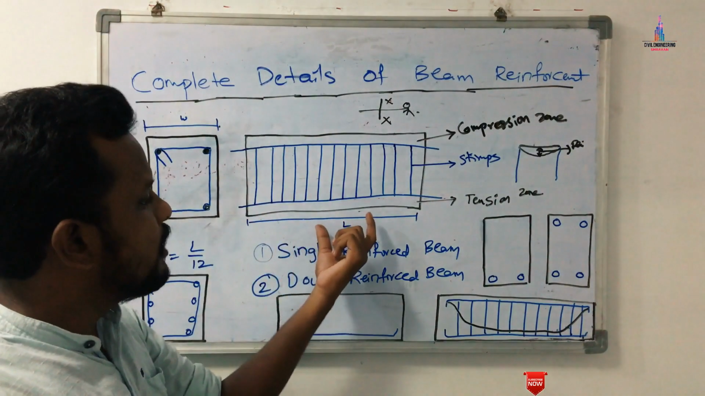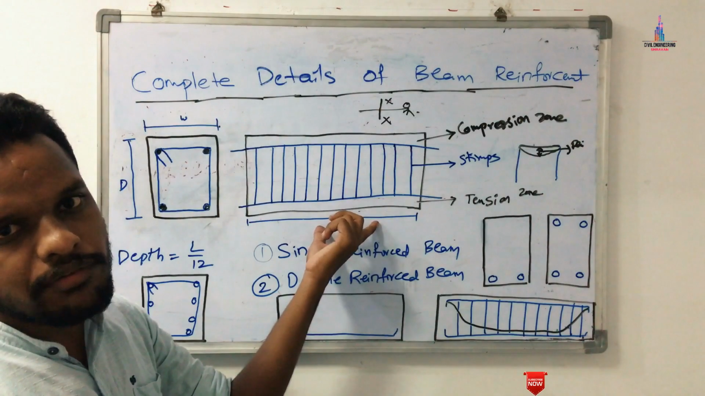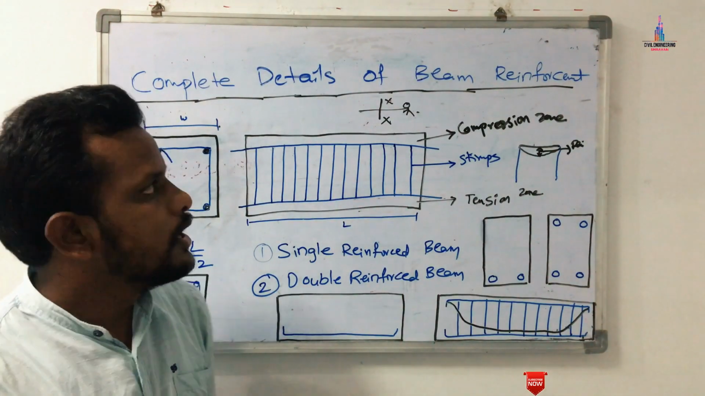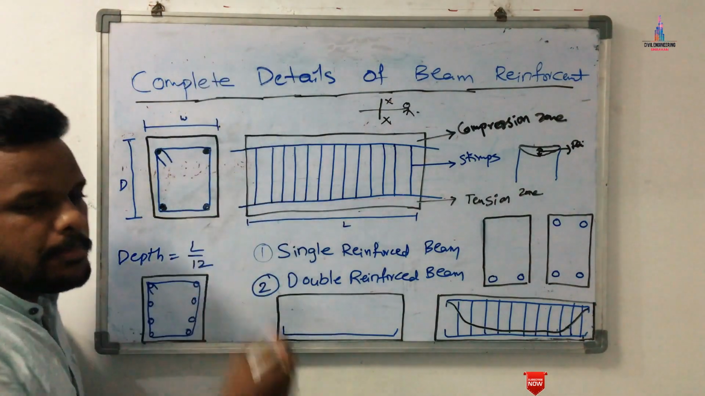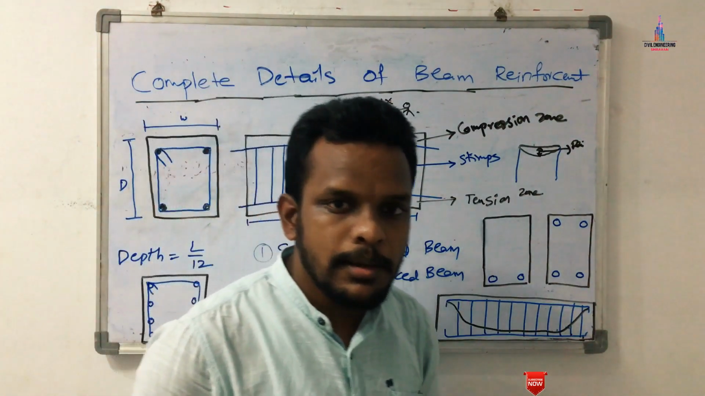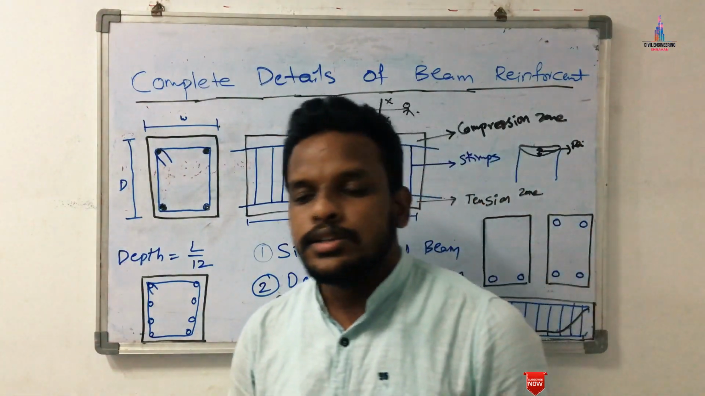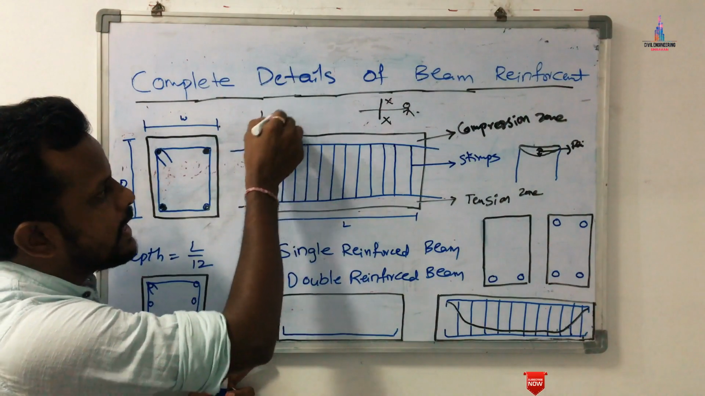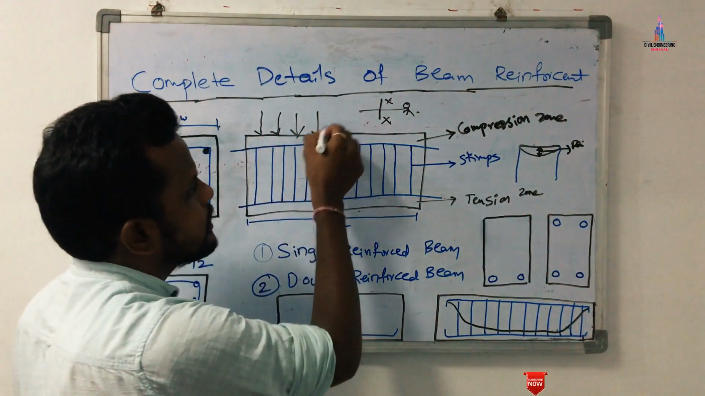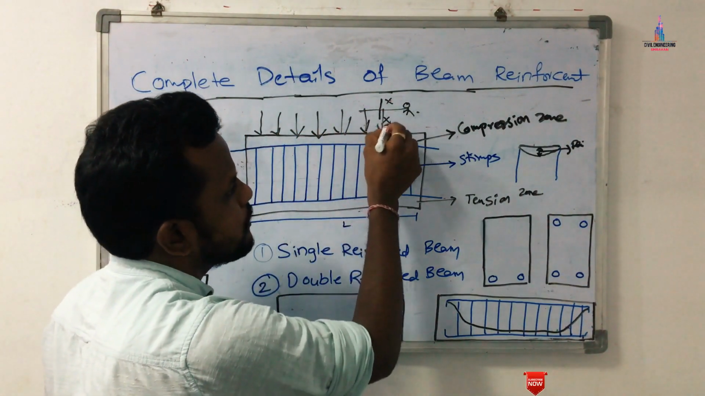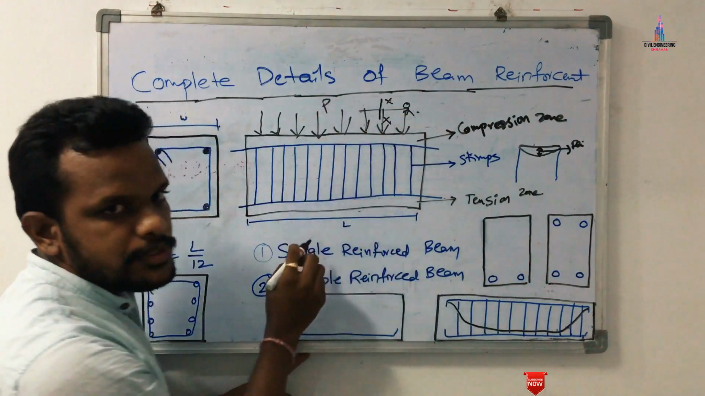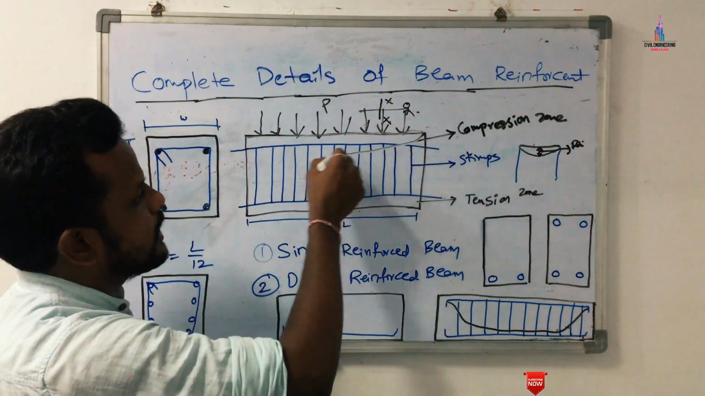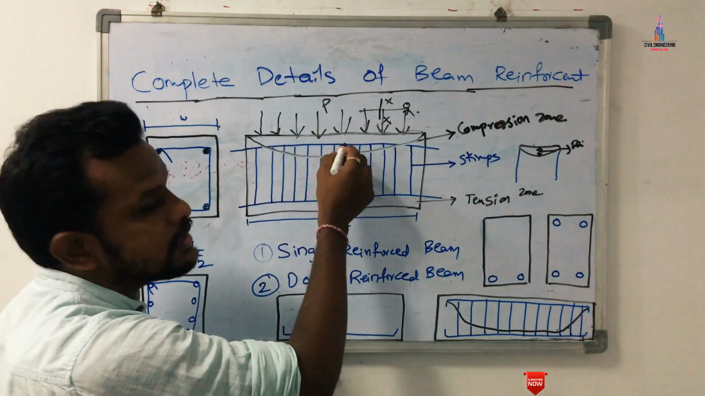Basically a beam consists of two types of zone. One is the compressive zone and the second one is the tensile zone. If you consider any beam, the concrete section is strong in the compression zone and weak in the tensile zone. If you apply any kind of load, let us consider this is my P, a uniformly distributed load. Whatever load comes to the surface here will be taken by this top surface section. So this zone will be called the compression zone.